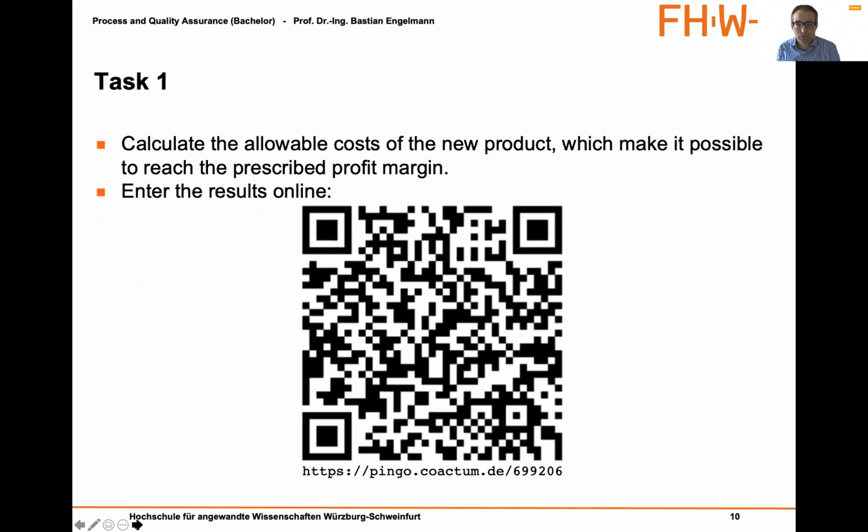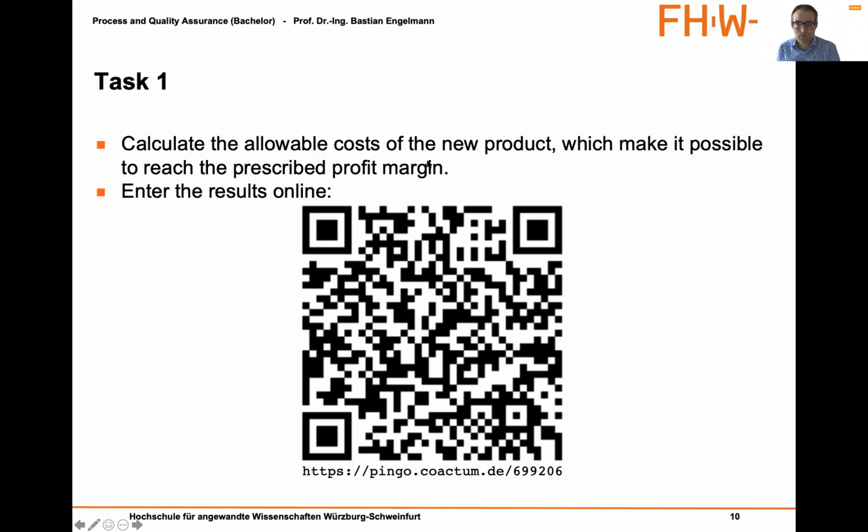In a few seconds, I will activate this Pingo questionnaire. When you go there, you will have the possibility to enter your results of the calculation. Then in a few minutes we will have a look at what your answers are, and then we look together at the solution. Your task is to calculate the allowable costs of the new product, which make it possible to reach the prescribed profit margin.